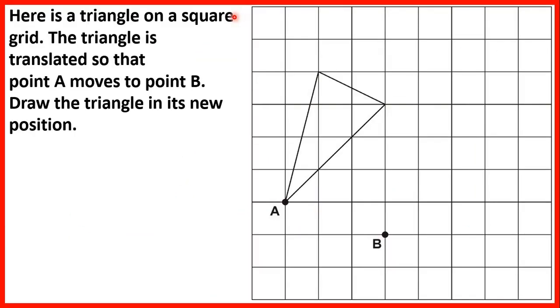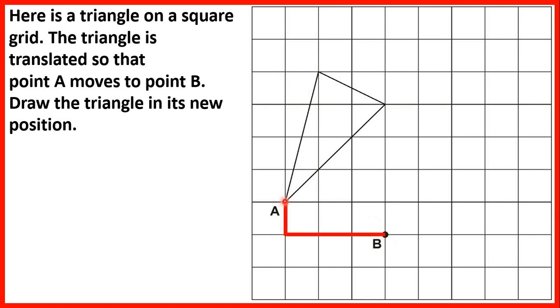Here is a triangle on a square grid. The triangle is translated so that point A moves to point B. Draw the triangle in its new position. So translated means that the shape has been moved somewhere else, but it's been kept the same size. And the way to translate a shape is to count squares from one point to another.